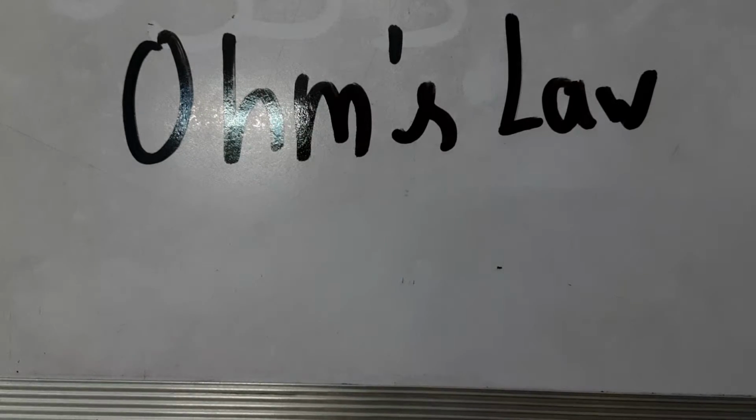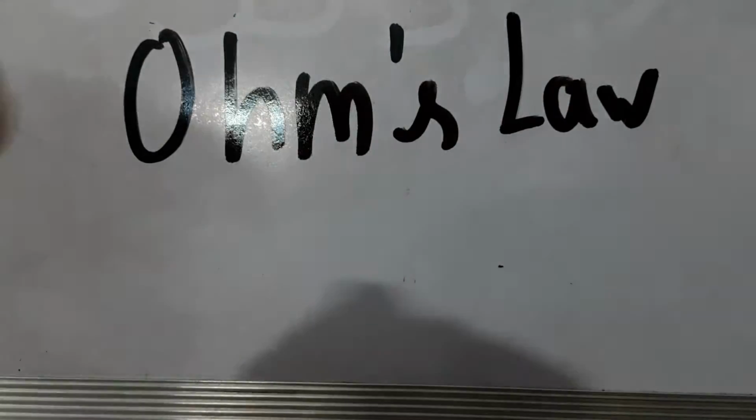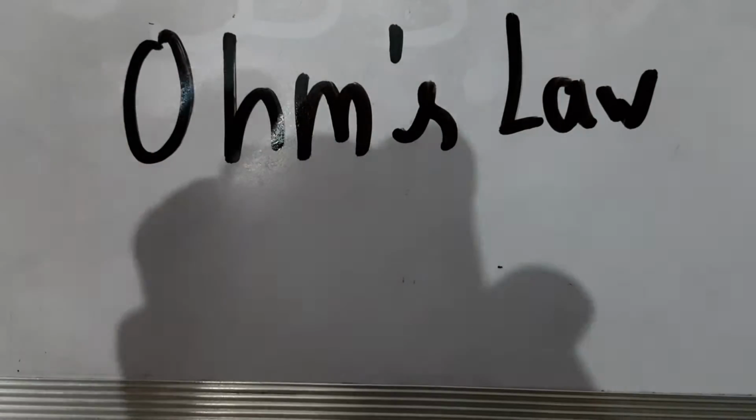So, what does Ohm's law give us? What is the main thing that Ohm's law tells us? Ohm's law gives us a formula that is used to calculate the relationship between voltage, current, and resistance. These three terms are the main three things in Ohm's law.